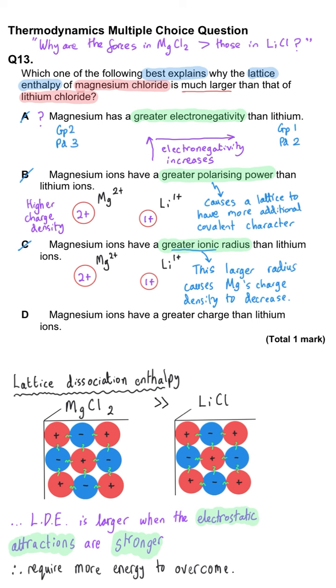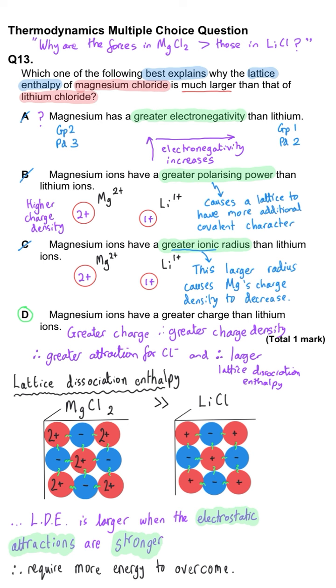And so that's not going to be a true statement either, or it's not going to be the correct answer, even though it is true. And so that means that the correct answer has to be D. Magnesium ions have a greater charge than lithium ions. Definitely a true statement, and as a consequence of that fact, the charge density of magnesium will be significantly greater than the charge density of lithium, so the forces inside the lattice of magnesium chloride will be stronger, and so the lattice dissociation enthalpy will be much higher.